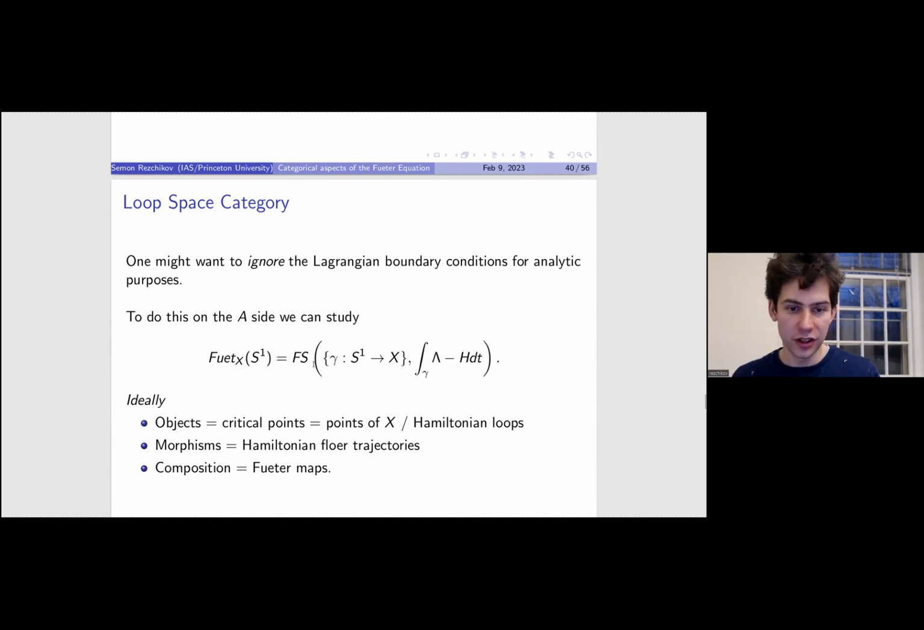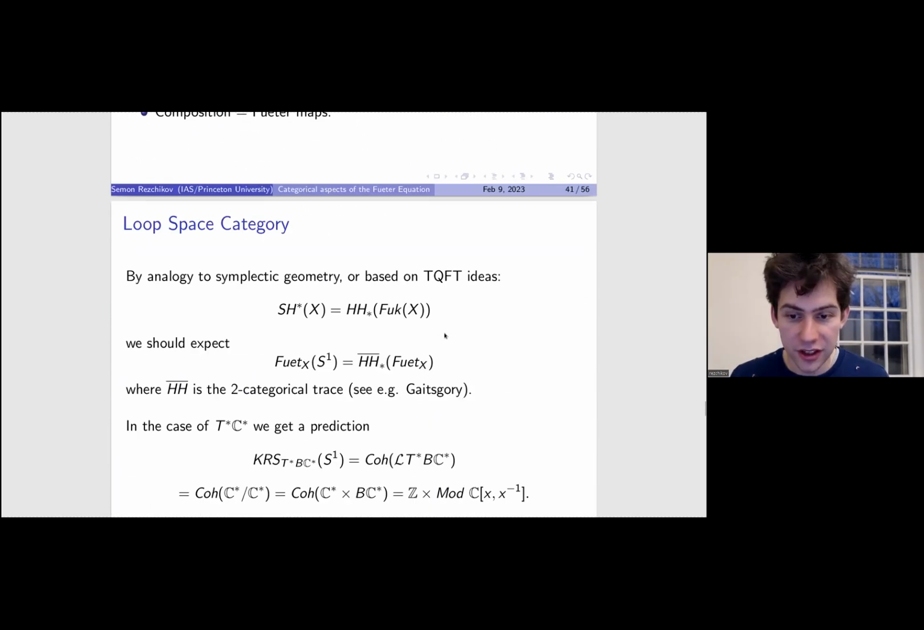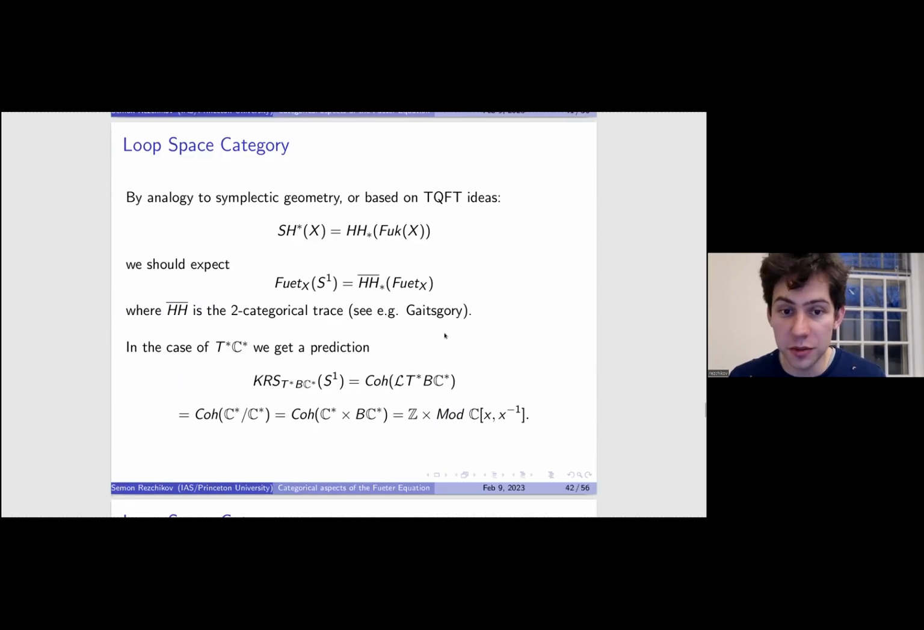So you look at the Fukaya-Seidel category of the action functional on the loop space of your thing where you've forgotten the Lagrangian boundary conditions. And then you can get a prediction for what that category should be using this conjecture. You use some kind of two-categorical trace, you chase through it, and you get that this should be Z mod C times. This is this algebra. And then this is modules, or Z copies of modules, over this algebra.